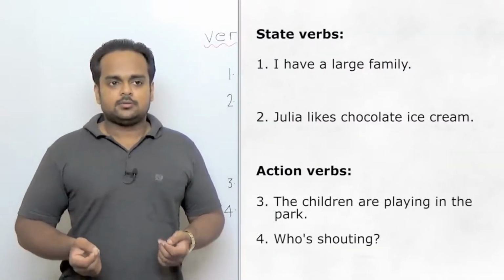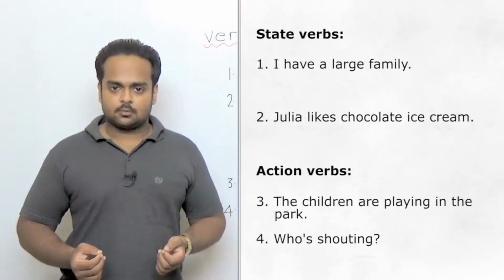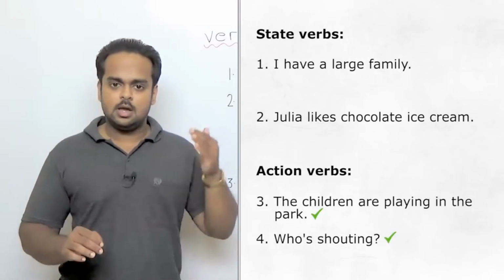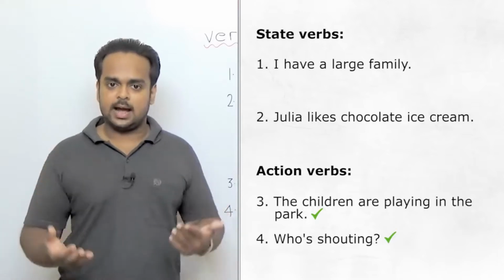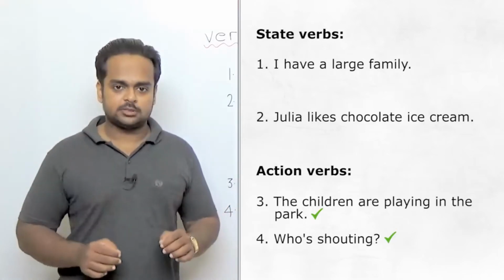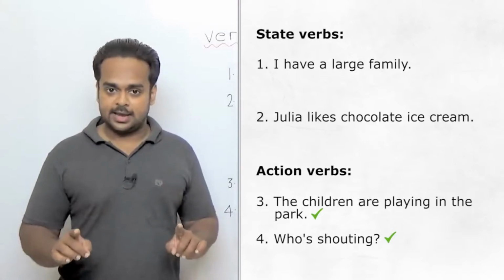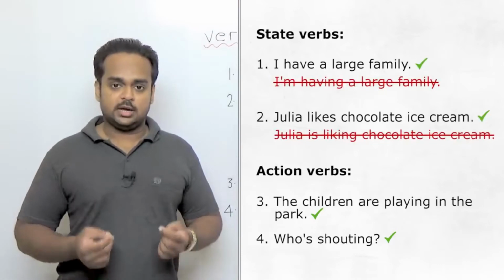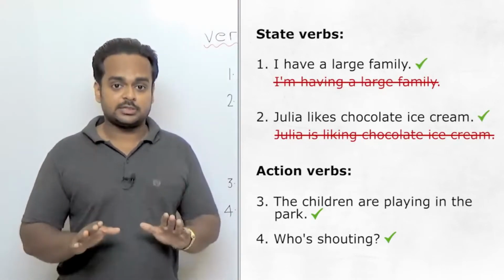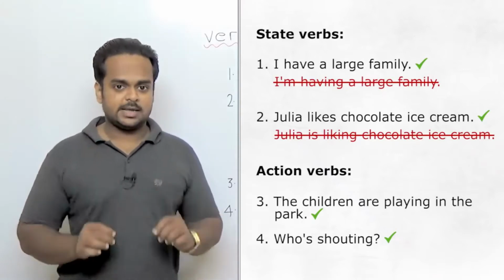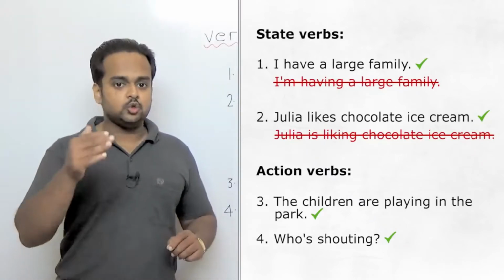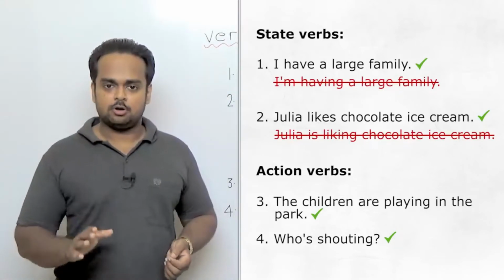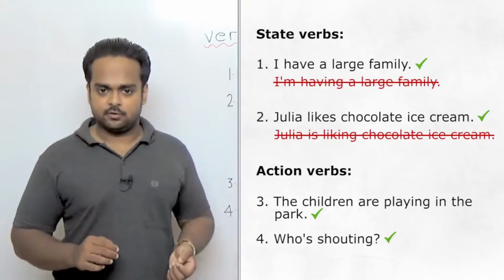Now we can say, "The children are playing in the park," or "Who's shouting?" Both of these sentences are correct because the verbs play and shout are physical actions, so we can use ing forms. But we cannot say, "I'm having a large family," or "Julia is liking chocolate ice cream." Both of those sentences are wrong. There are common mistakes that some students make. Some students use ing forms with state verbs. Please don't make that mistake. And remember, no continuous forms with state verbs.